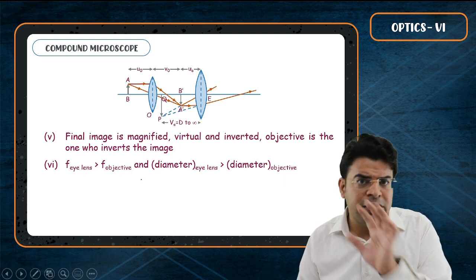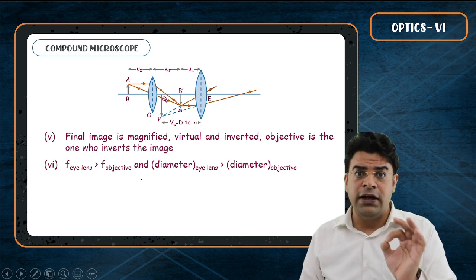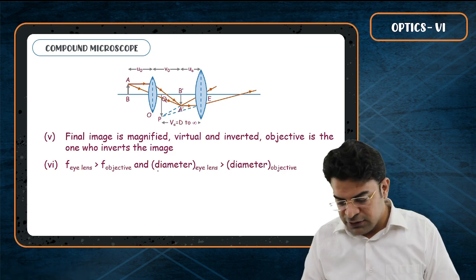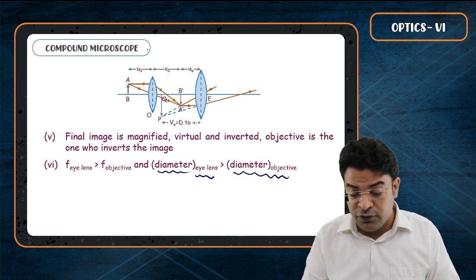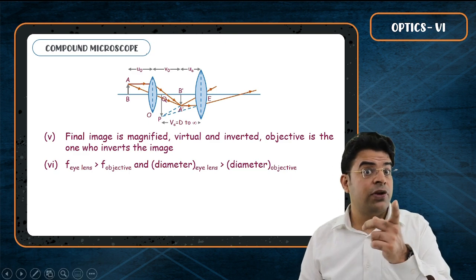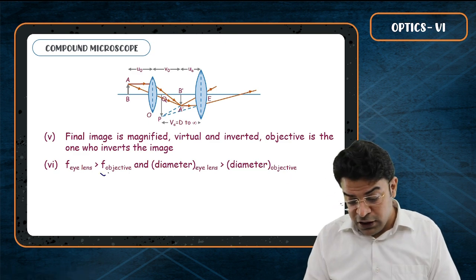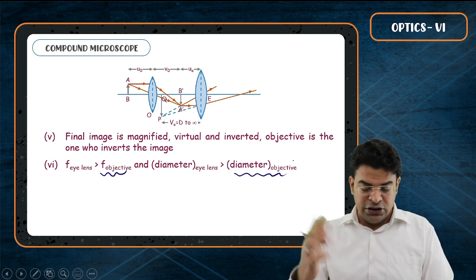And remember this for optical instruments: the one that has the greater focal length should have the greater aperture. That's why the diameter of the eye lens is greater than the diameter of the objective in the case of a compound microscope. For a telescope, it's reverse. In the case of a telescope, the focal length of the objective is higher and the diameter of the objective is higher. Keep this in mind.